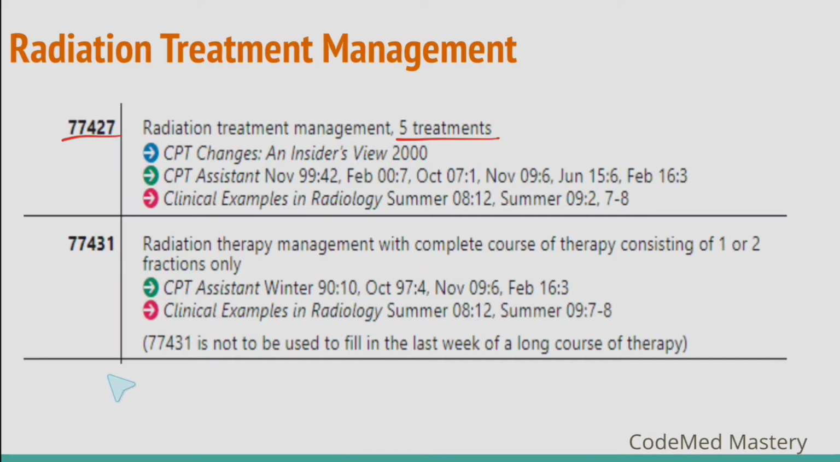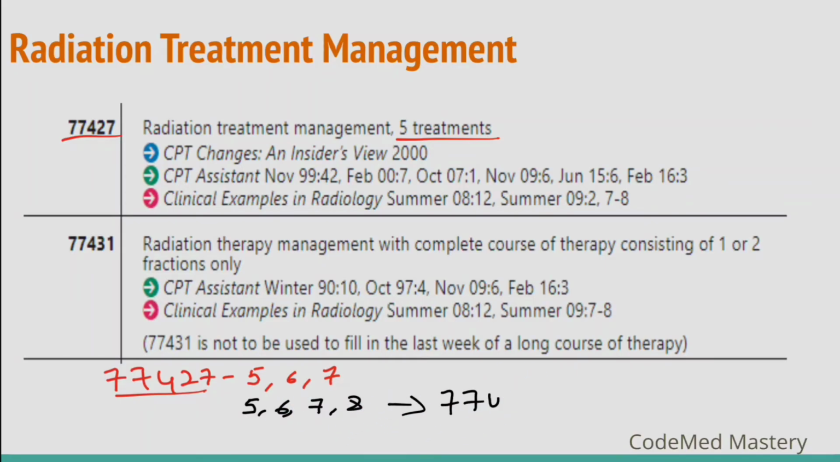It means that we are using 77427 for 5 treatments. And if there are 1 or 2 fractions beyond a multiple of 5, it means that after 5, if there are 6 or 7 treatments, then we are not going to report 77427 again. We are going to use it only once. According to the guideline, we are going to report 77427 twice if there are 3 or 4 fractions beyond a multiple of 5. If there are 8 or 9 treatments, then we have to use 77427 twice. Okay. Likewise, you will code for different numbers of treatments.